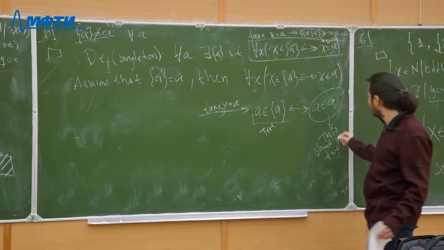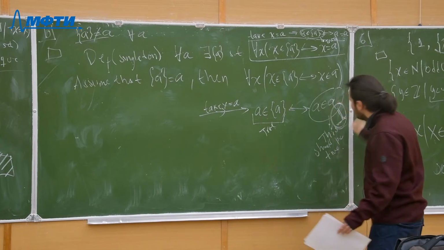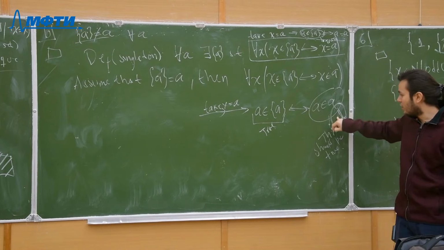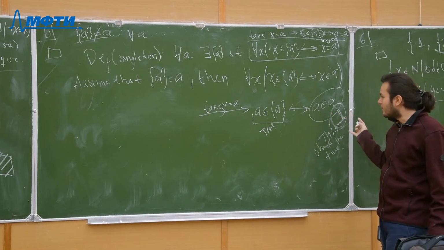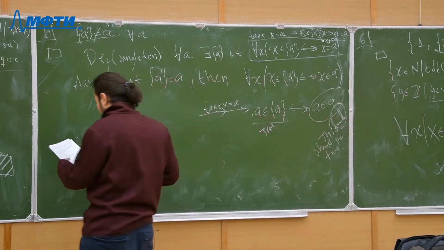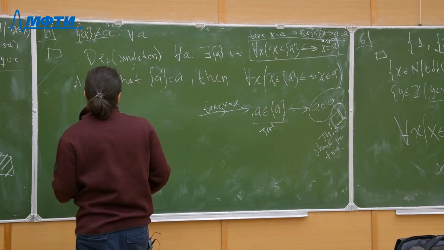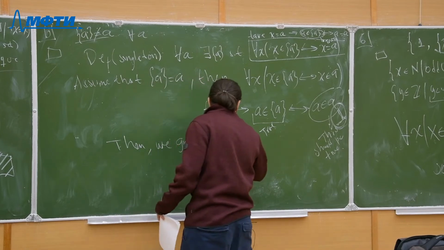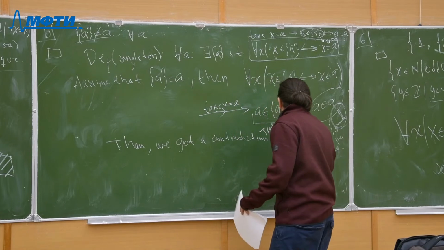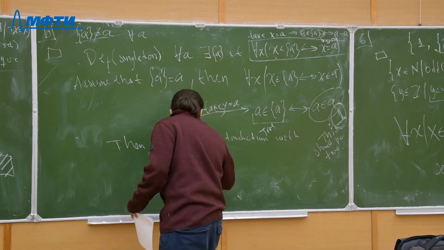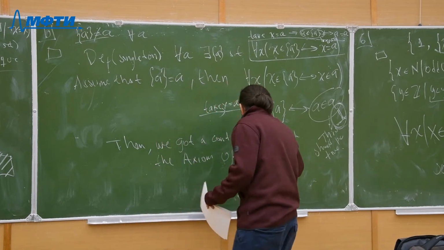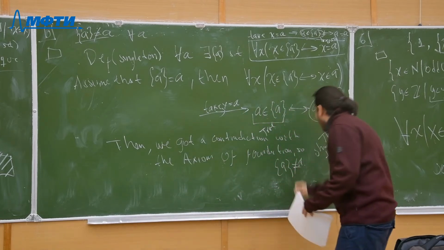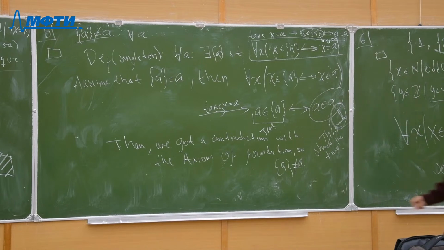So we got a contradiction. Because we need this to be true. It means we assume that this is true, and we get a contradiction because this is not true. And that's it. Let me write that: we got a contradiction with the axiom of foundation. So the singleton of A is not equal to A. And the proof is finished.